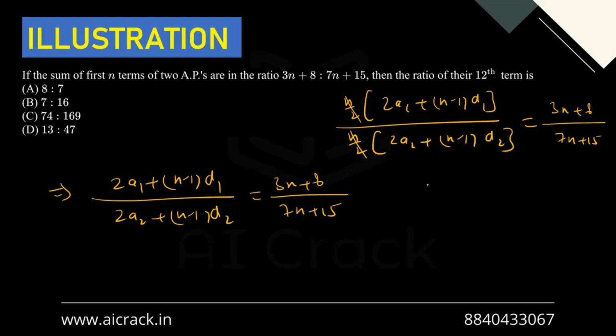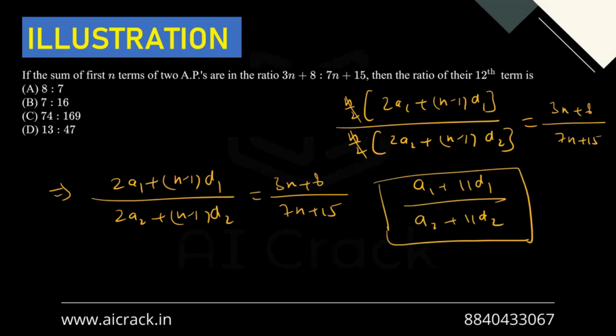The ratio of their 12th term can be written as (a1 + 11d1) divided by (a2 + 11d2), right? This is what we can write for the ratio of their 12th term: (a1 + (12-1)d1) divided by (a2 + (12-1)d2). Now, how can we find this ratio with the help of this information?